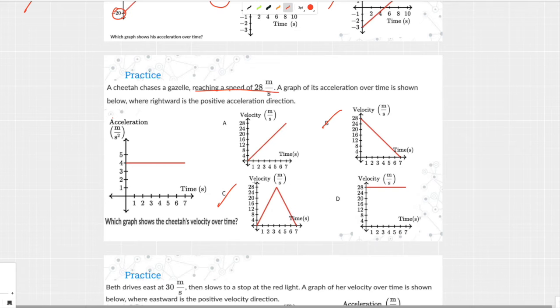But it shows that there is acceleration. That means the velocity is not constant. That means this cannot work. And the answer is A.